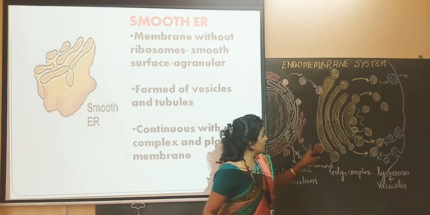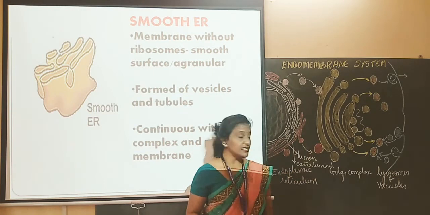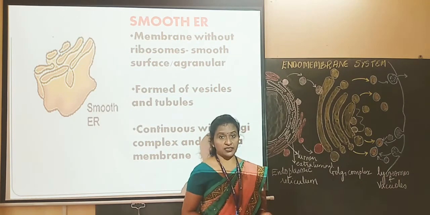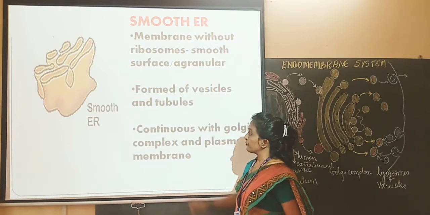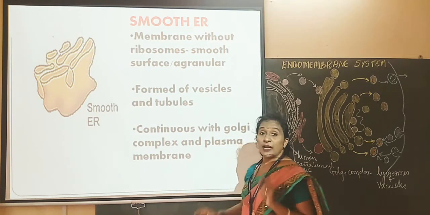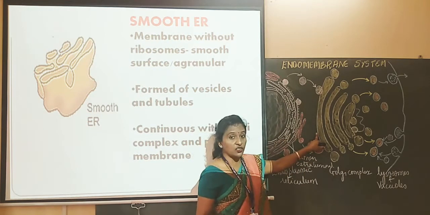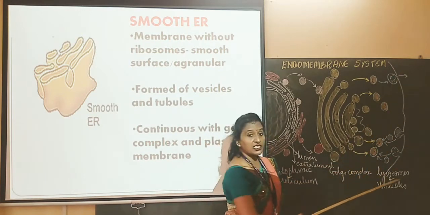You can see here they form sac-like structures called vesicles, and also they will have tube-like structures. There are no cisternae as such. Okay, they are continuous with the Golgi complex and plasma membrane. We can see here they are associated with the Golgi complex and also the plasma membrane. This is the plasma membrane.